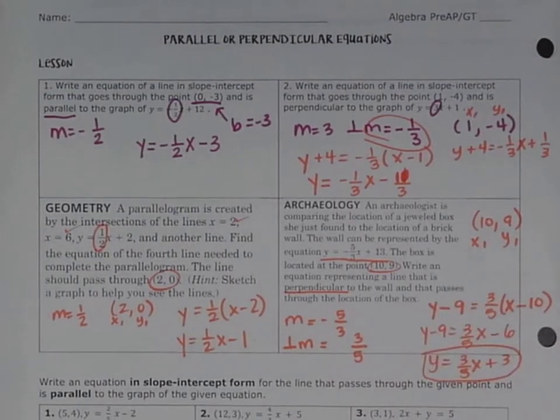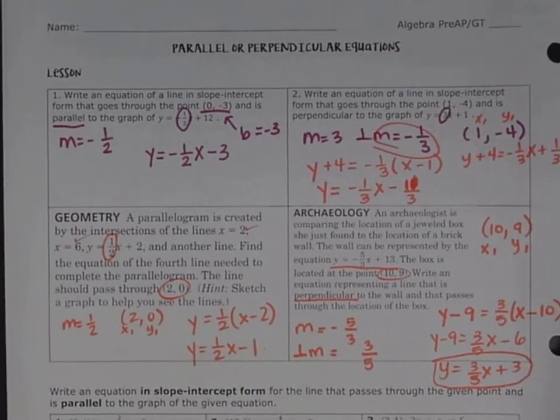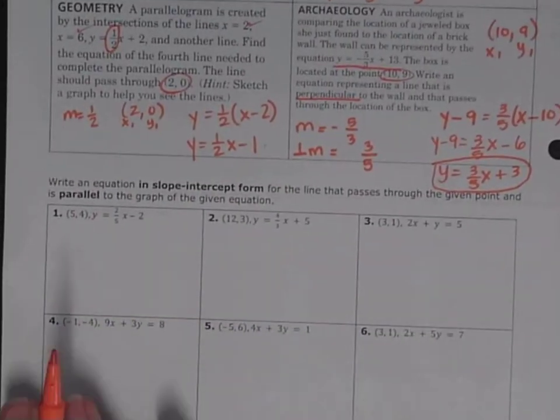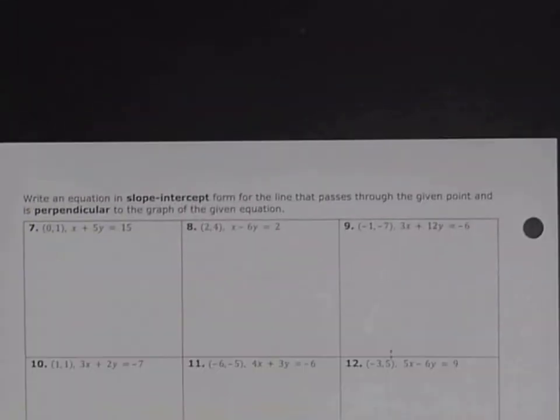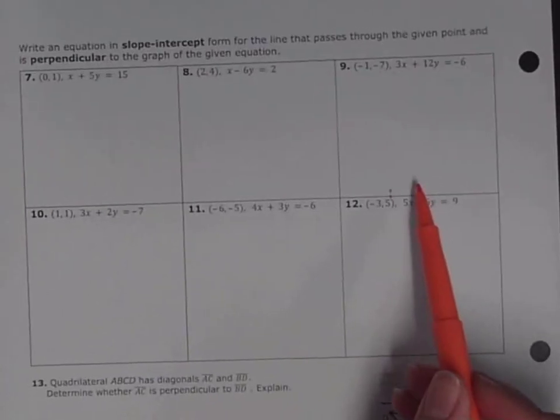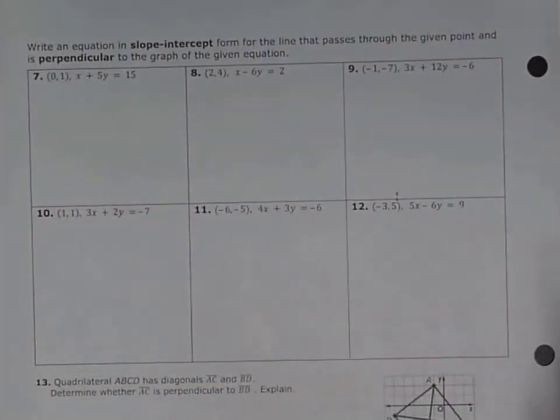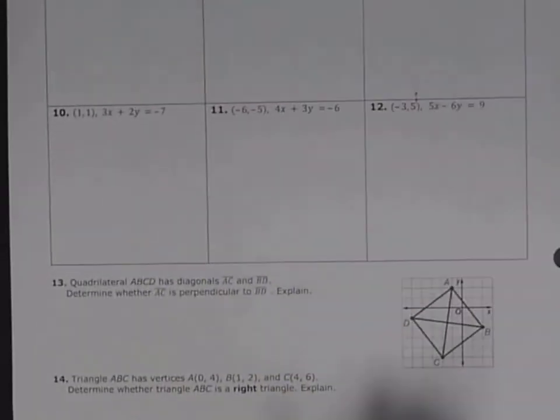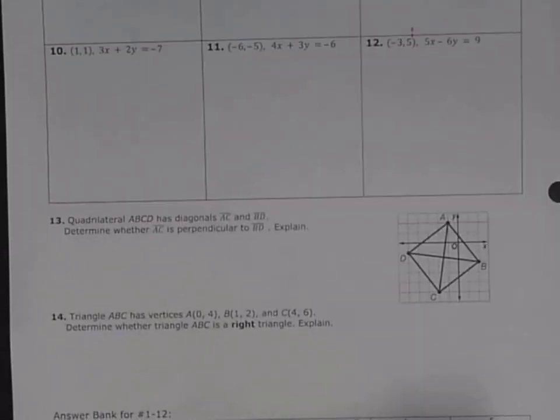Alright, so what you have here are problems where you would be able to work through that. The first 6 problems, they want you to be parallel and go through the point given. On the next 6 problems, you are looking to do a perpendicular line through the point given. And then I have some challenge problems for you at the bottom.